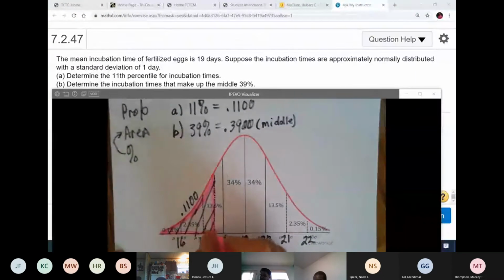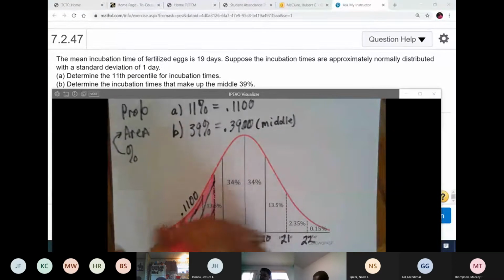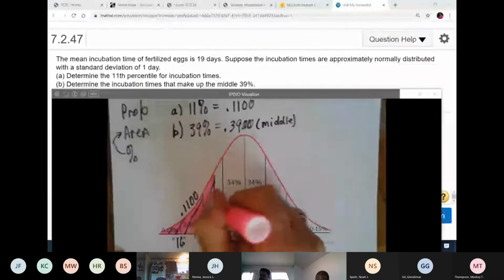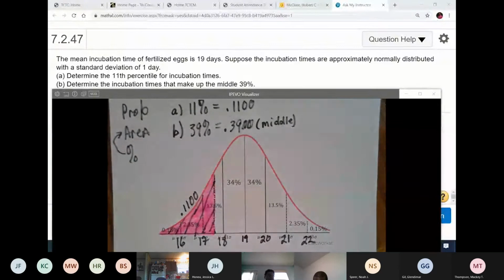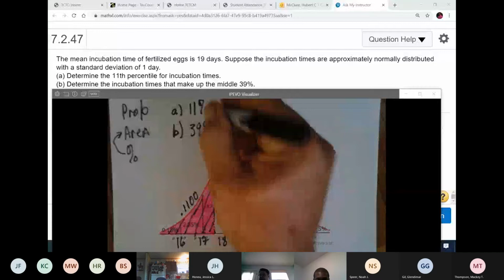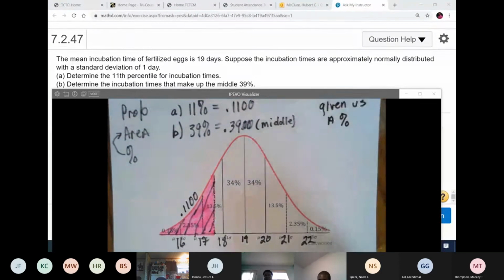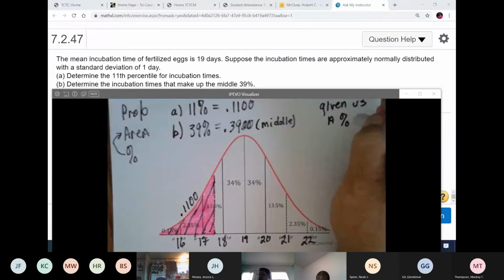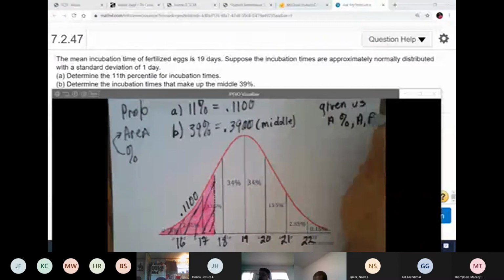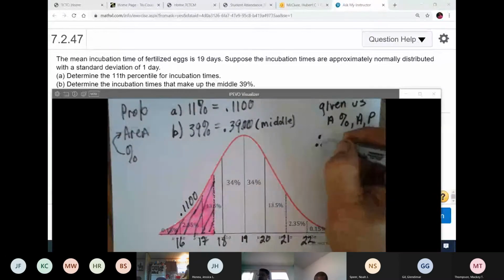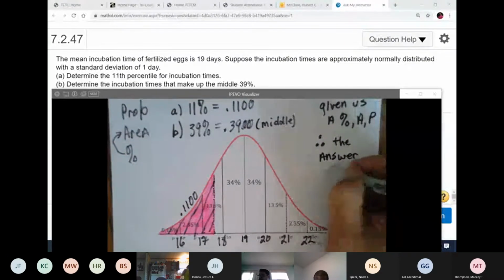You know why it's very simple? Because you use your calculator. Somebody tell me what the problem has given us. The problem has given us a what? A percent. It has given us a percent or an area or a probability. Therefore, the answer will be a what?